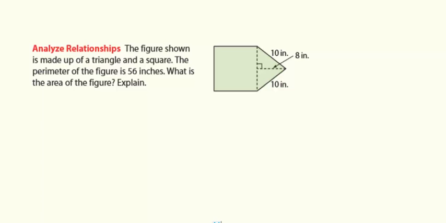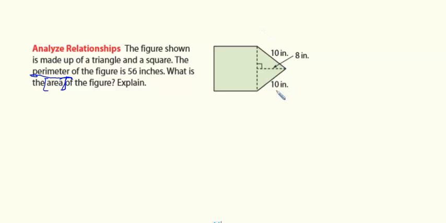The figure shown is made up of a triangle and a square. The perimeter of the figure is 56 inches. What is the area of the figure?